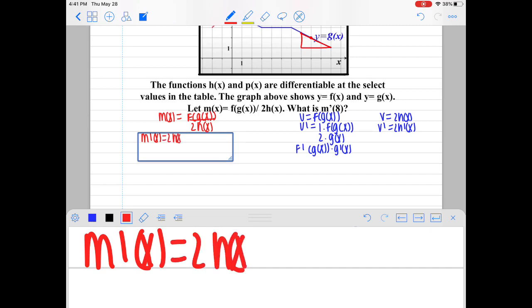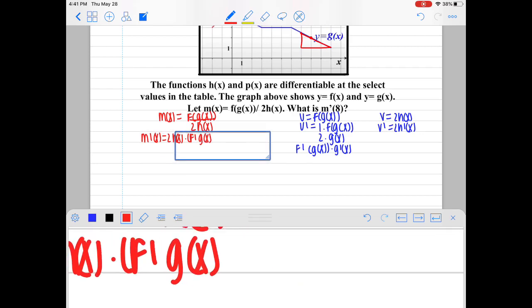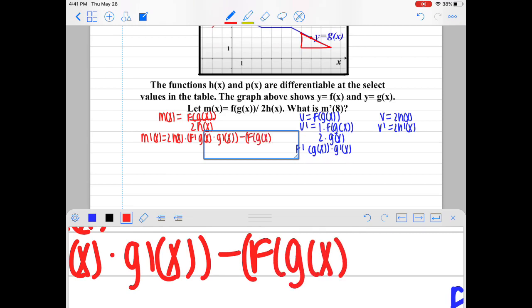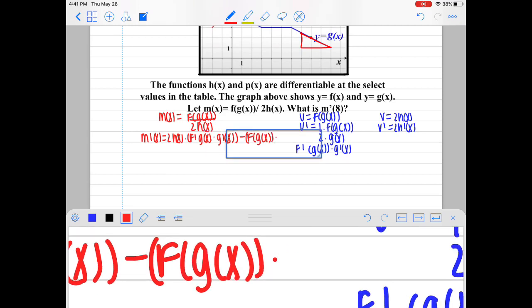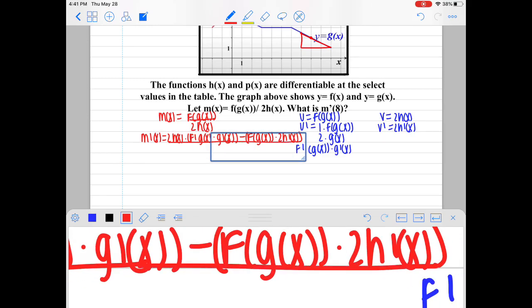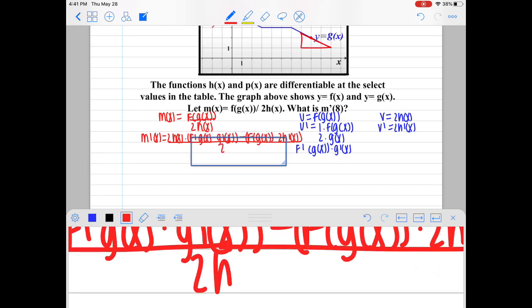And now we're going to apply the quotient rule, which is just the bottom function, which is 2h of x, times the derivative of the top function, which is f prime of g of x times g prime of x, minus the top function, which is f of g of x times the derivative of the bottom function, which is 2h prime of x, all divided by the bottom function 2h of x squared.